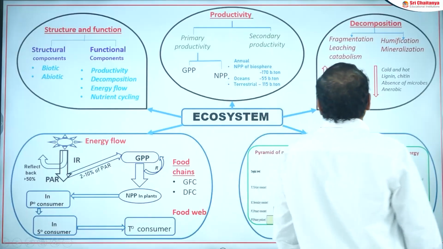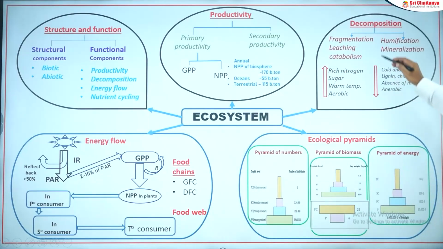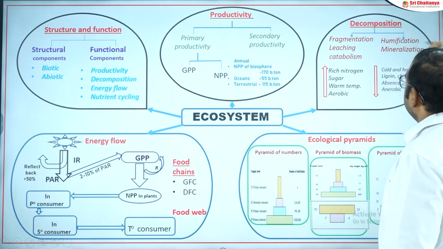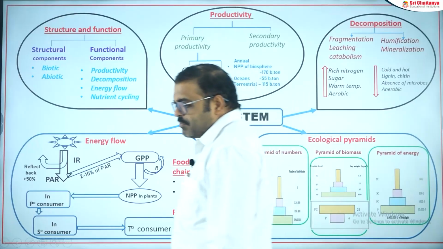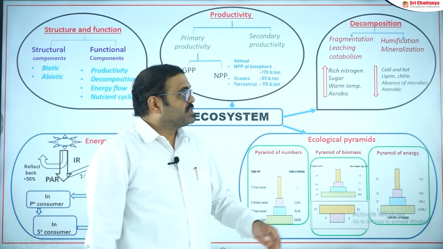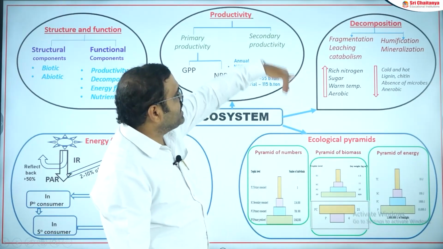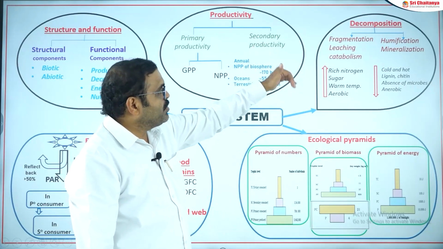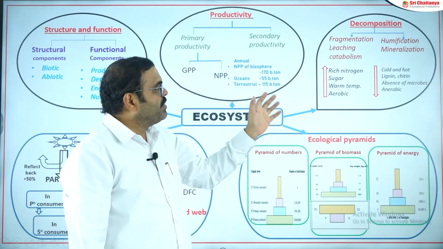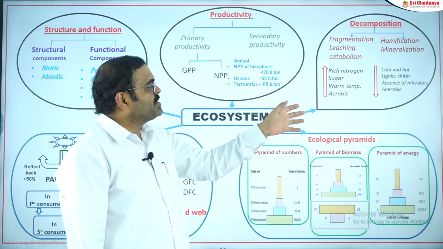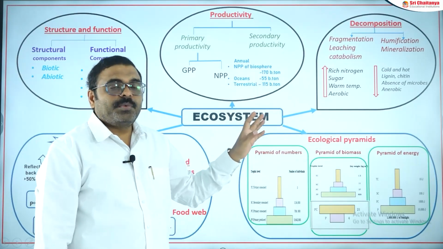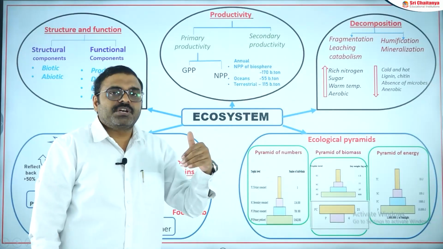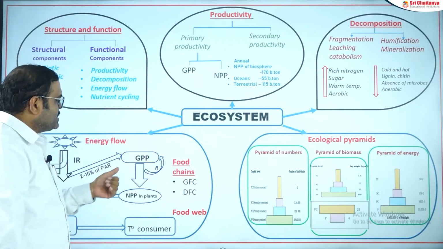Next, decomposition is also an important area, where we need to understand that fragmentation, leaching and catabolism all work simultaneously in decomposition. Then the next steps are humification and mineralization. Decomposition can be increased by rich nitrogen, sugar, warm temperature and aerobic conditions. Unfavorable conditions are very cold, very hot, presence of lignin and chitin, absence of microorganisms and anaerobic conditions, which can reduce the decomposition rate.